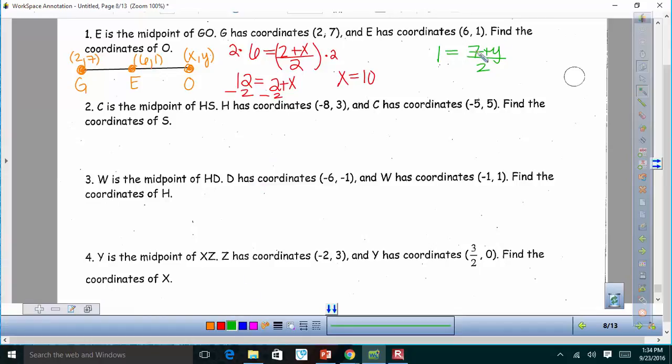Then we do the same exact thing for y. So to get y by itself, we first have to get y out of the fraction. So we multiply both sides by 2 because that's the denominator. So 2 times 1 is 2. These 2's cancel, and I'm left with 7 plus y. So how do I get y by itself? Subtract 7, and y equals negative 5. So how would I write that? Because remember, that's not my final answer.